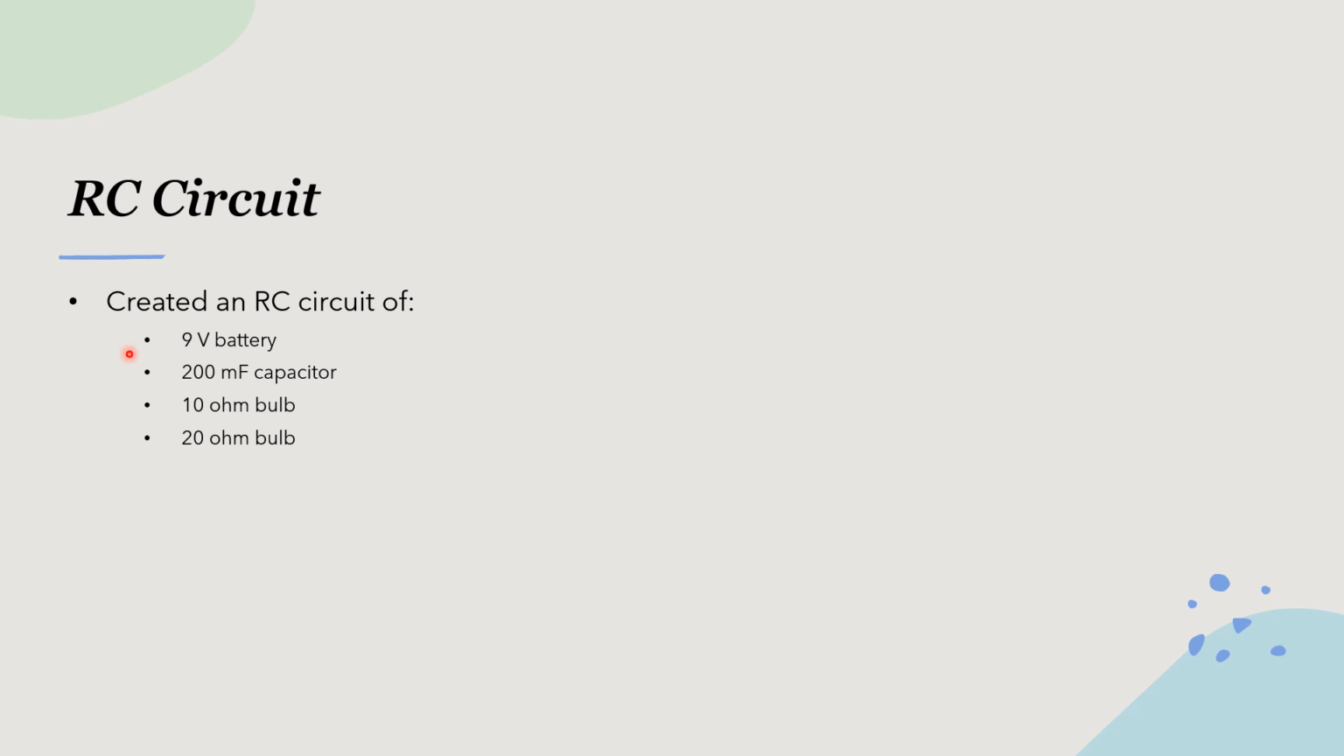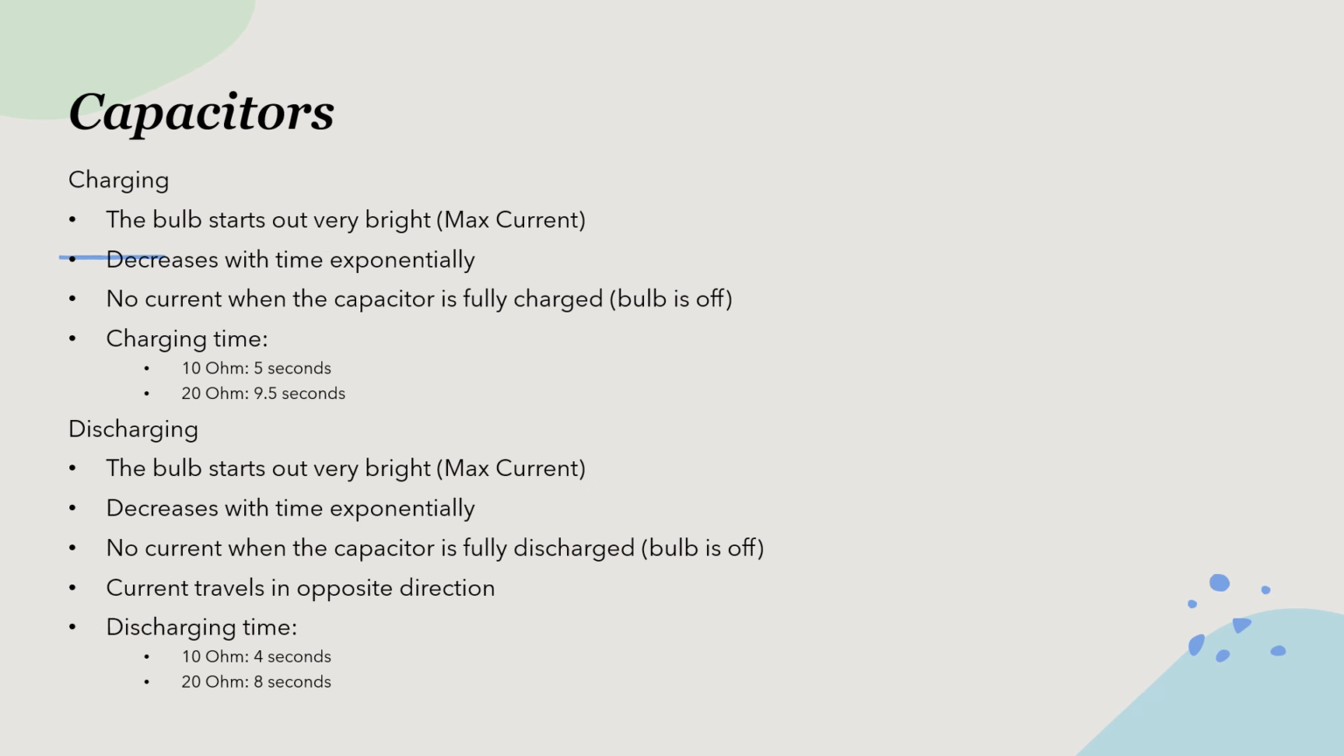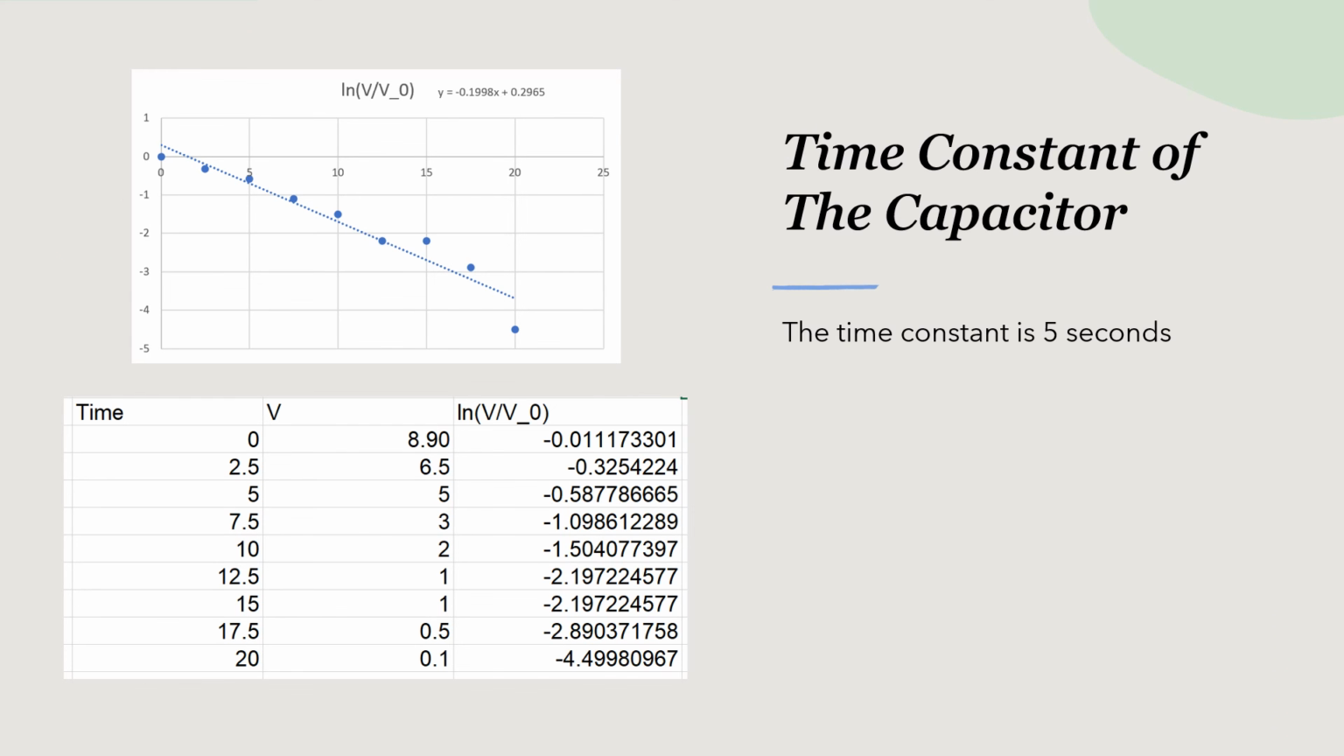Then we created an RC circuit with a 9 volt battery, 200 millifarad capacitor, 10 ohm bulb, and 20 ohm bulb. During the charging, the bulb started out very bright, and then it decreased with time. There's no current when the capacitor was fully charged across the circuit. And then while discharging, the bulb was very bright at first, then it decreased with time, and there was no current through the capacitor when it was fully discharged. The bulb was off. Current travels in the opposite direction in a capacitor.